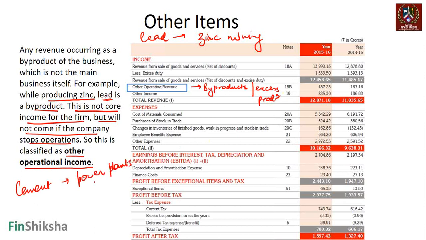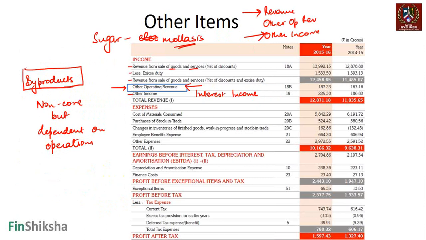Because power is a big requirement for cement, they put their own power plants. So they generate electricity for their own consumption, for their own plants usage. Now, excess electricity cannot be stored, so that is sold. That is other operating revenue for them. Their core revenue is going to be cement. Their other income is going to be any kind of interest income. Other operating revenue is going to be this sale of electricity that happens, right? So that's your other operating revenue component that comes in, right?